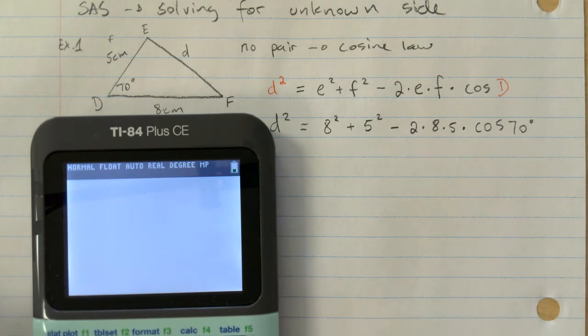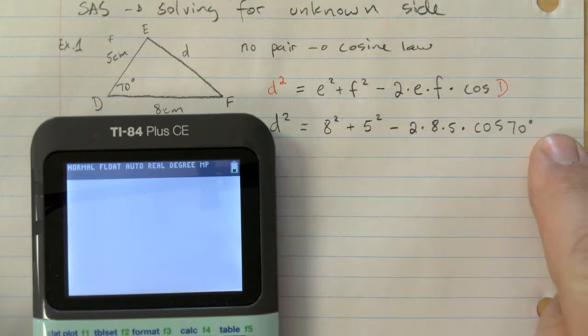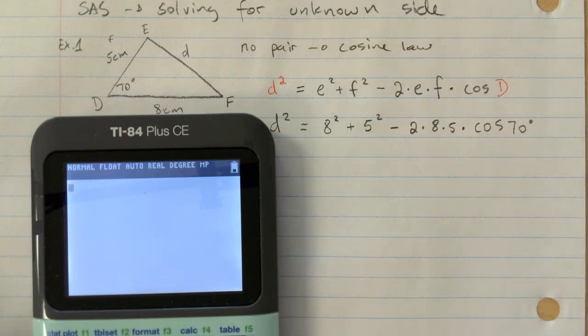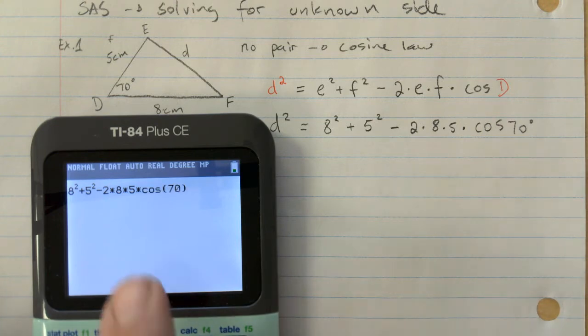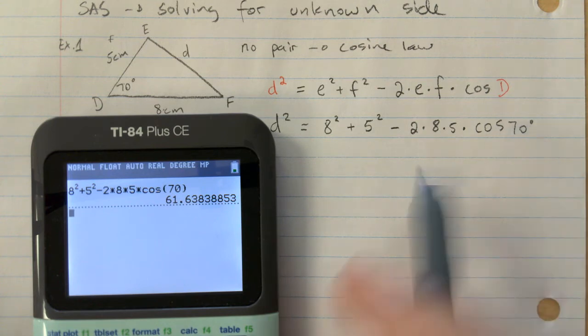So you can actually type all of this in one shot if you do it right. Okay, so you go 8 squared, which is 64, we know that. 5 squared, that's 25, minus 2 times 8 times 5 times cosine of 70. You can do it all in one shot. Okay, and so try it, and you should get that.